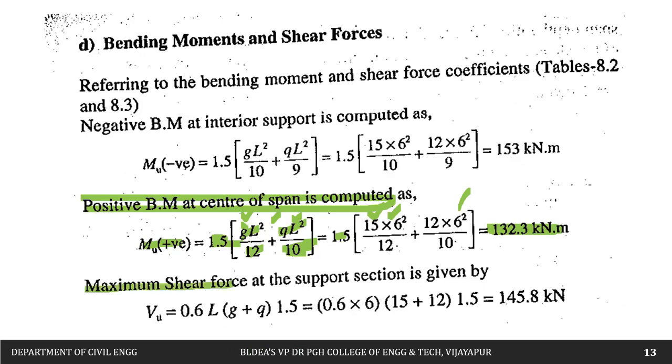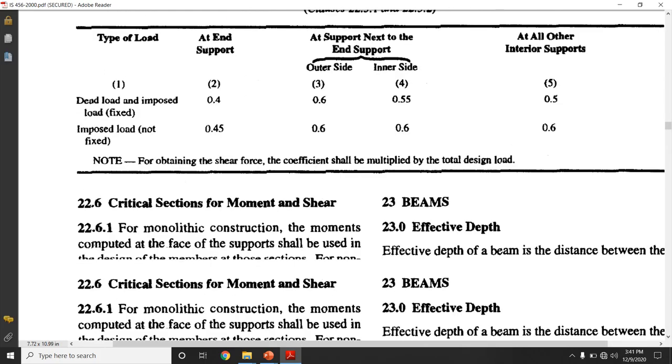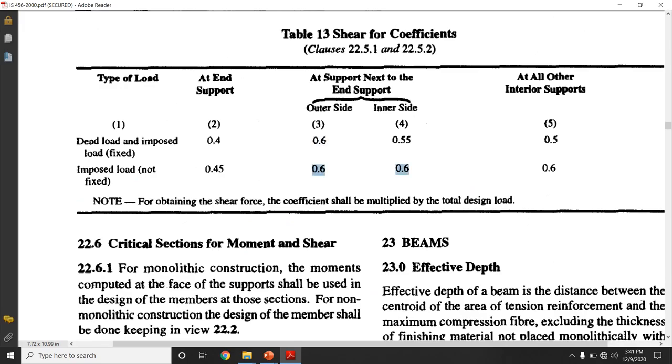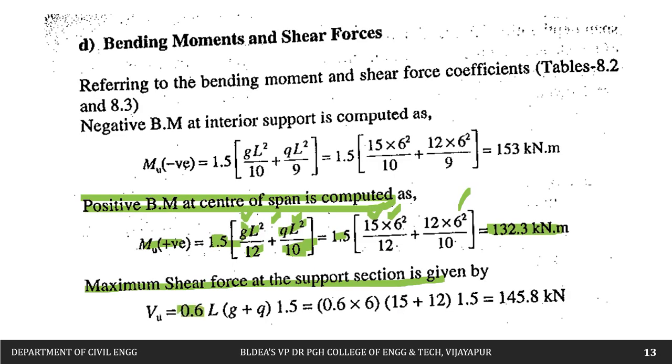The next is the maximum shear force at the support. For shear, they have given the coefficient again here. At the support next to the end support, it is 0.6 and 0.6. That is 0.6 multiplied by G plus Q multiplied by L. This coefficient we have to multiply by 1.5 as the factor of safety. That is 0.6 multiplied by span 6, multiplied by G is 15, the dead load, and live load is 12, multiplied by 1.5. If you simplify, we get the answer as 145.8 kilonewton.